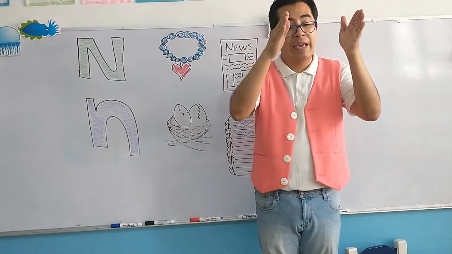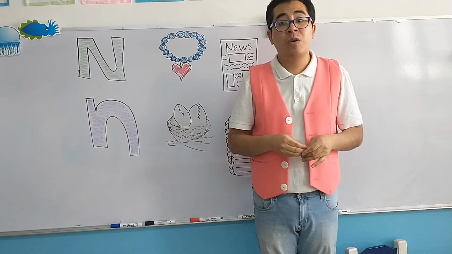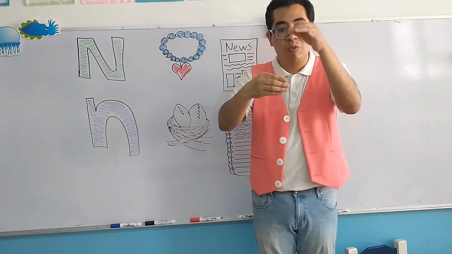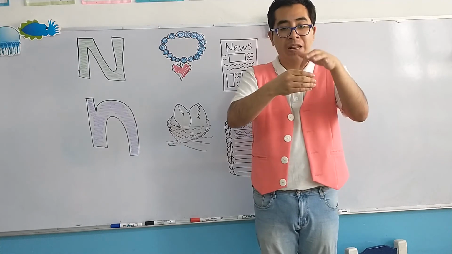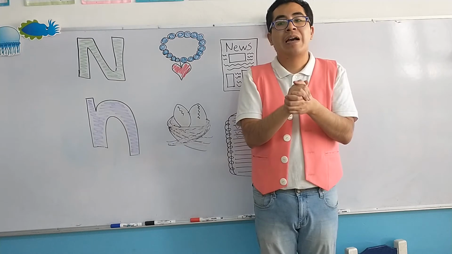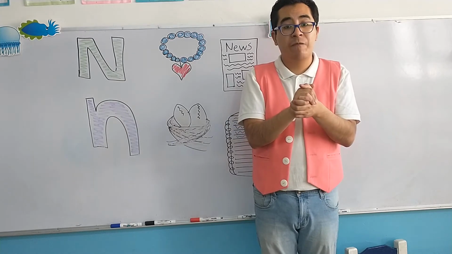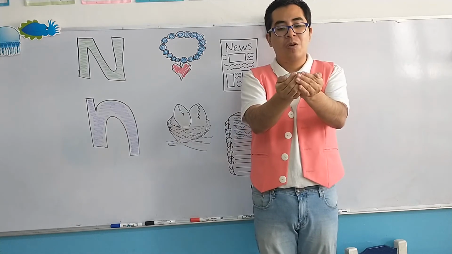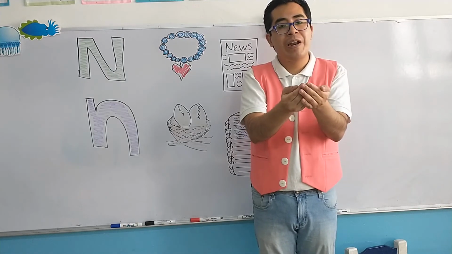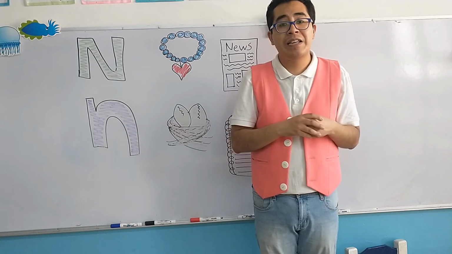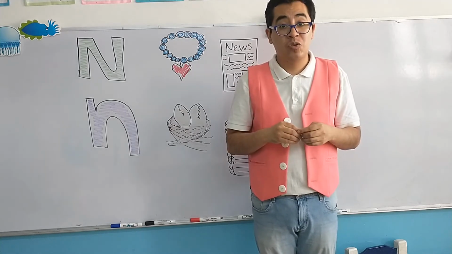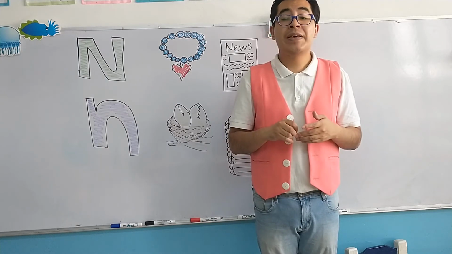Un nido, nest, nido, es un objeto en donde los pajaritos colocan sus huevos ahí, adentro de ese nido, para que los huevos pues estén cálidos, no pasen frío, ¿ok? El nido los pone en un estado tibio para que se mantengan calientitos los bebés pajaritos que están dentro de esos huevos. So, that is a nest.